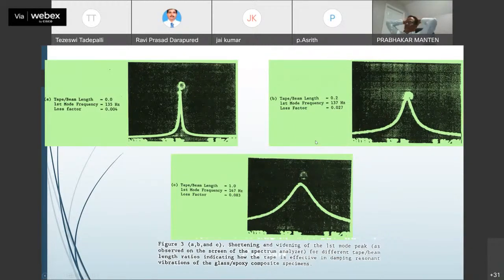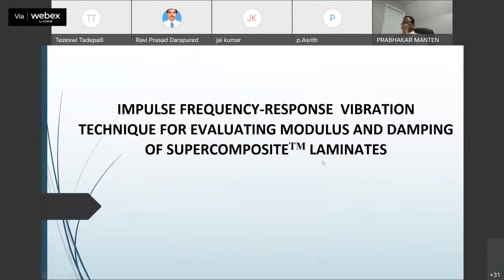So this is an example of how modal analysis and application of these so-called constrained layer damping treatments are applied in real life to try and offset these things, okay? And a lot of the work I have done over the years has been using the impulse frequency response vibration technique as opposed to impulse time response. The impulse frequency response is what we have been discussing, the response to an input impulse force using an impulse hammer technique for evaluating the dynamic modulus, not static modulus, and the damping of a new class of materials which has come recently, called supercomposite laminates.